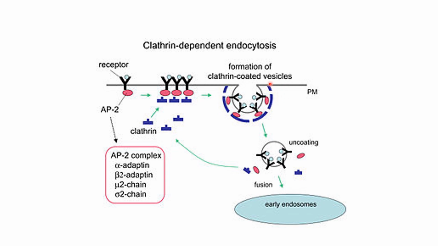So clathrin coated vesicles are formed, and then when these vesicles are internalized, these clathrin proteins get detached from these receptors, and then this vesicle gets attached to the lysosome to make the early endosome.